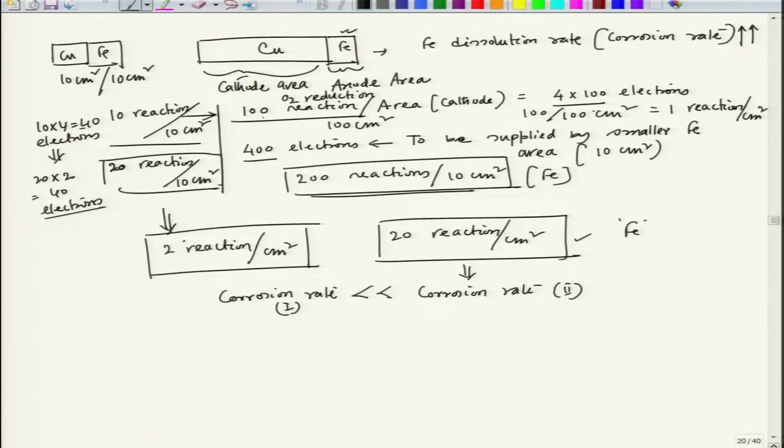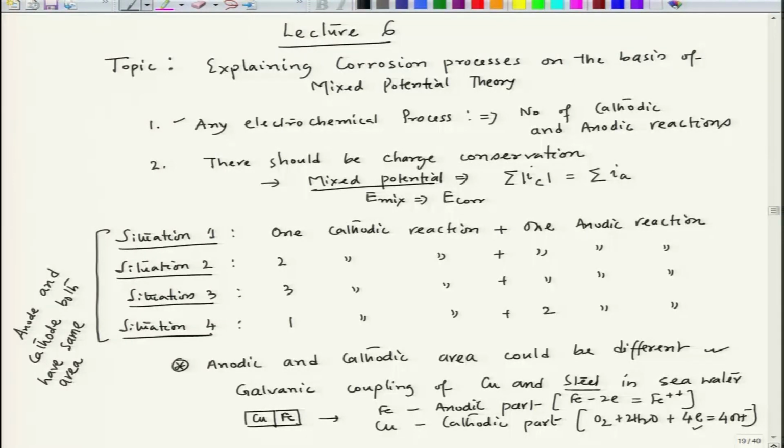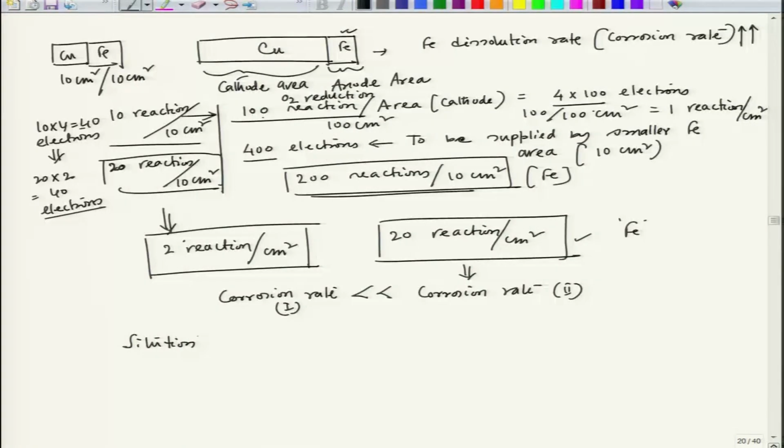Now, this particular phenomenon, this particular observation, we can also explain. Let us say this is the situation. So, here up to situation 4 we have considered. So, this is situation 5, difference in area.